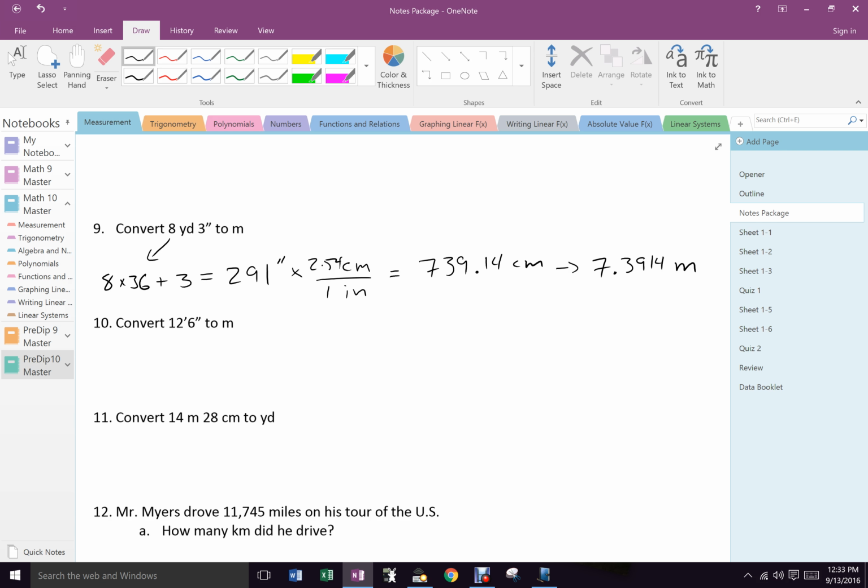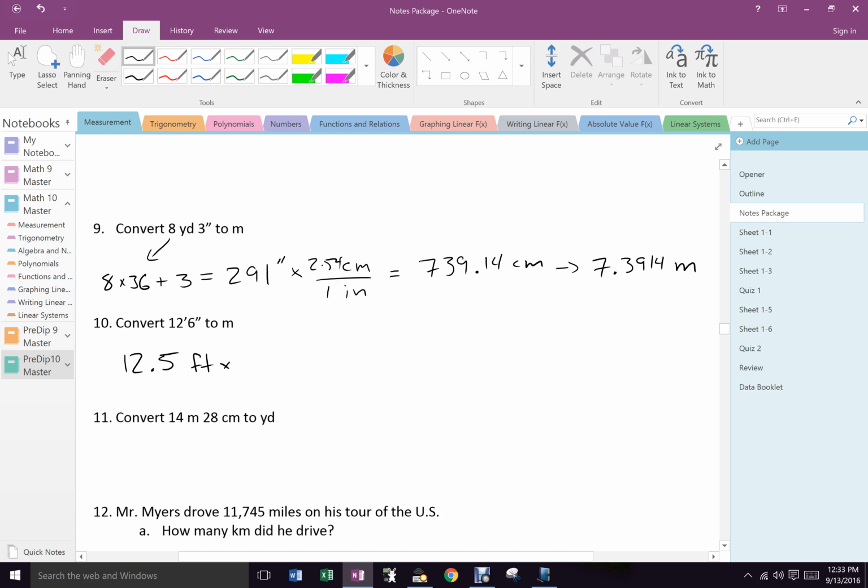Now, is number 10 one of those special ones that I don't have to do any converting with? Why, Bronwyn? Which is 0.5. So I can just go 12.5 feet, can't I? Times, now I want meters.